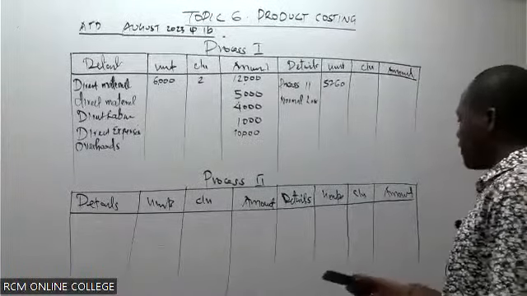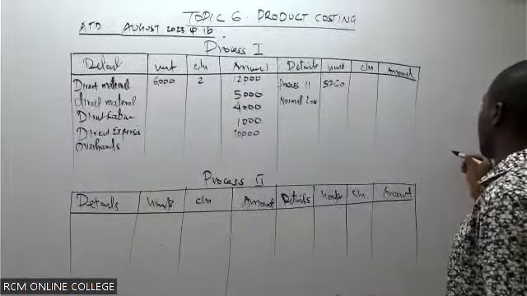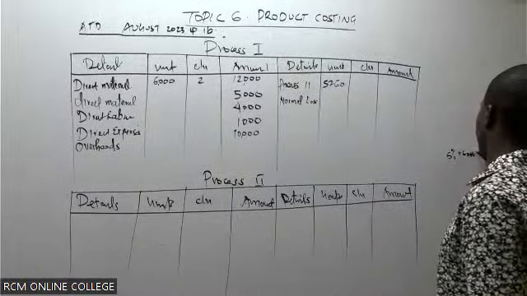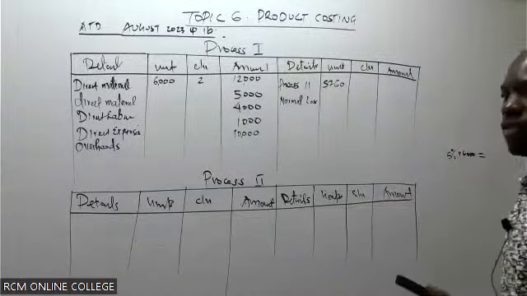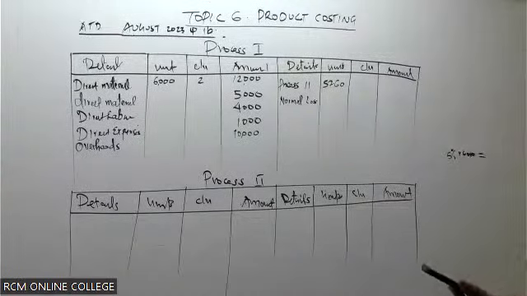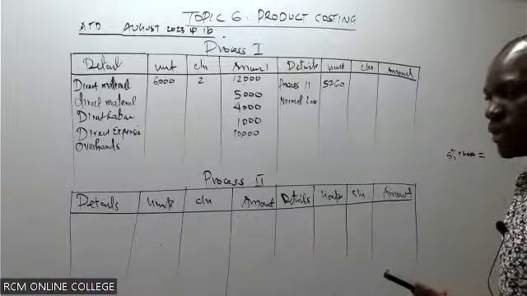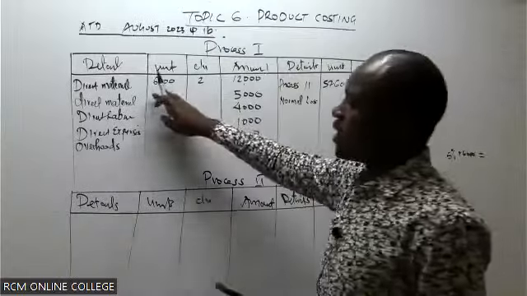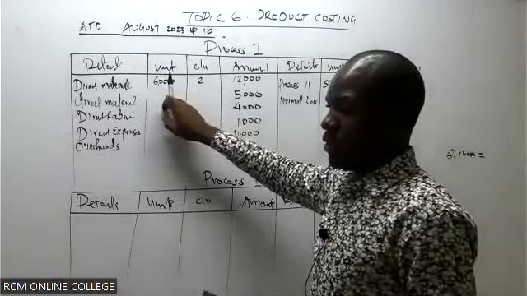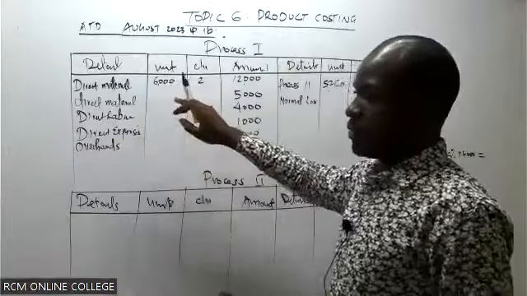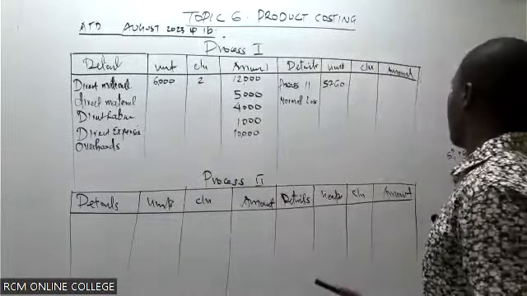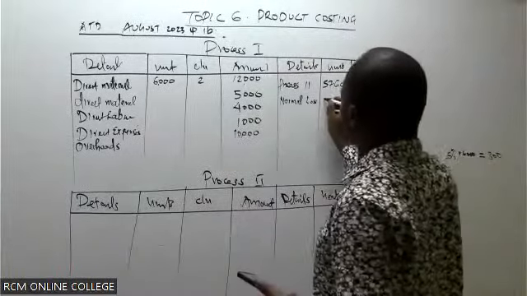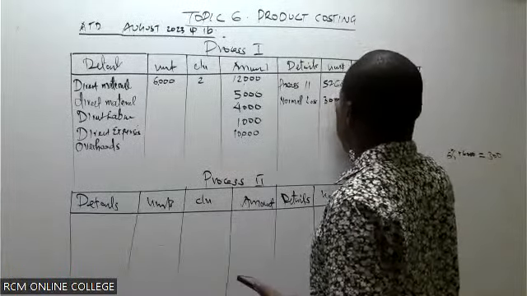So can someone give us 5% of the input, which is 6,000? 5% of our input ni ngapi? 3,000. No, you are lying to me. Remember, this is 6,000 units. So 5% will be 300 units. We expect to lose 300 units under normal circumstances.